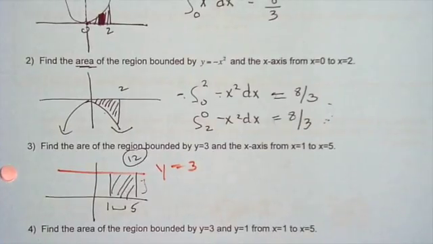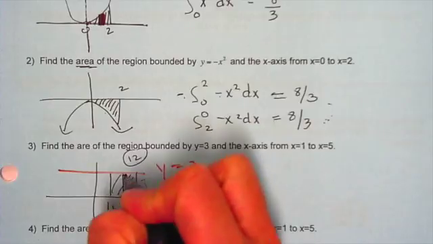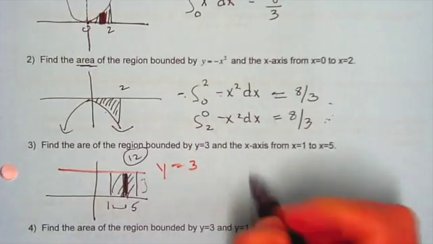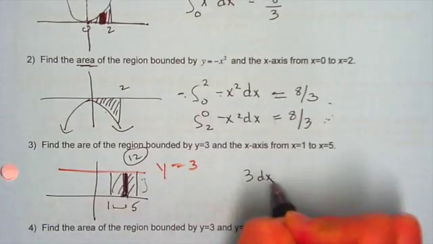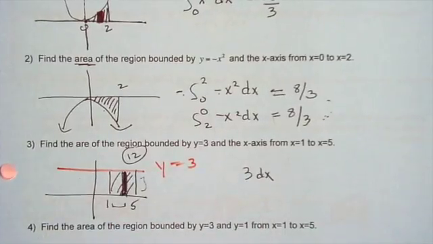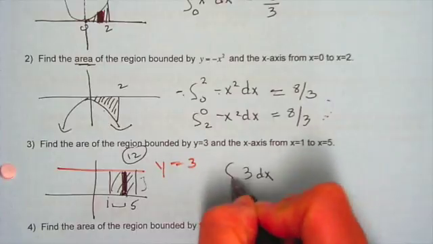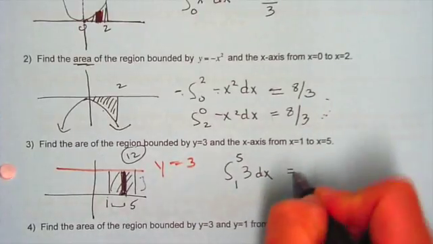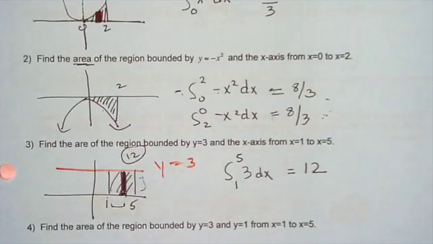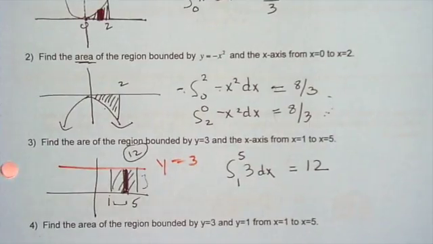So think about coming up with one rectangle. The height of the rectangle is 3. The width of the rectangle is dx. That will give you the area of one rectangle. Integrating from 1 to 5 will give you the area of the entire rectangle. And again, we're going to use our calculator. That will give me 12. Same thing when you do it geometrically.